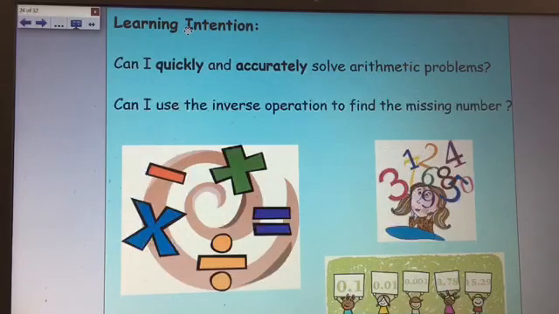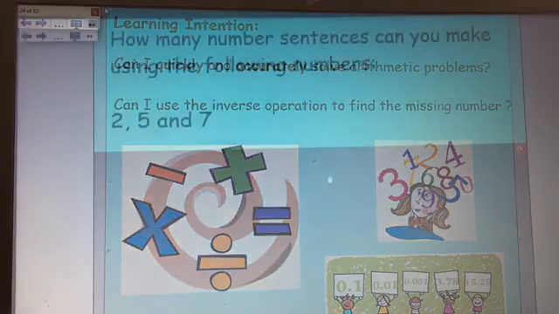Okay, so today's learning intention. Can I quickly and accurately solve arithmetic problems? As I said last week, quickly and accurately is the key. Quickly is important, accurately even more important. And can I use the inverse operation to find the missing number? So there's going to be a real focus today on using the inverse operation and missing numbers in arithmetic problems.